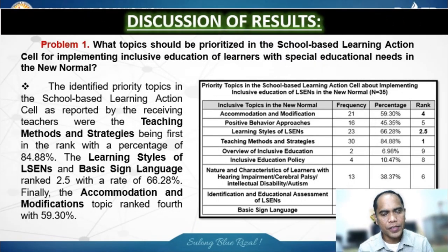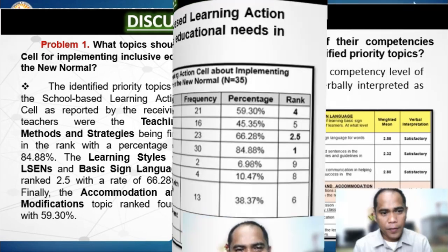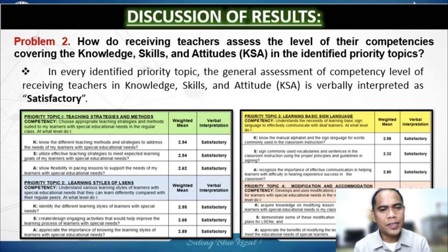Now the results for research question number 1. What topics should be prioritized in the school-based LAC for implementing inclusive education? The identified priority topics in the LAC, as reported by the receiving teachers, were the following: teaching methods and strategies being the first in rank, learning styles of LSEN and basic sign language, rank 2.5, and accommodation and modification topic ranked 4th with 59.30%.